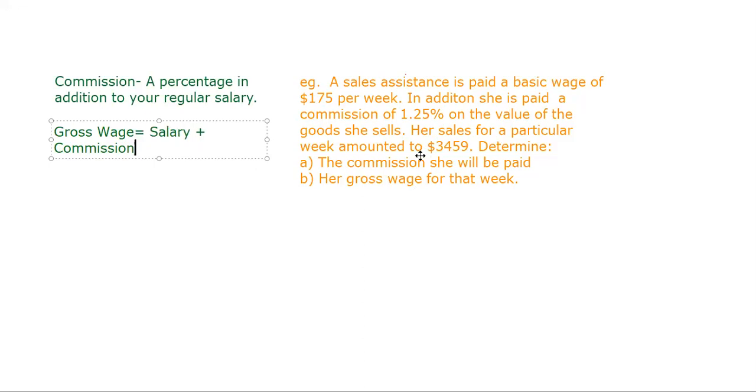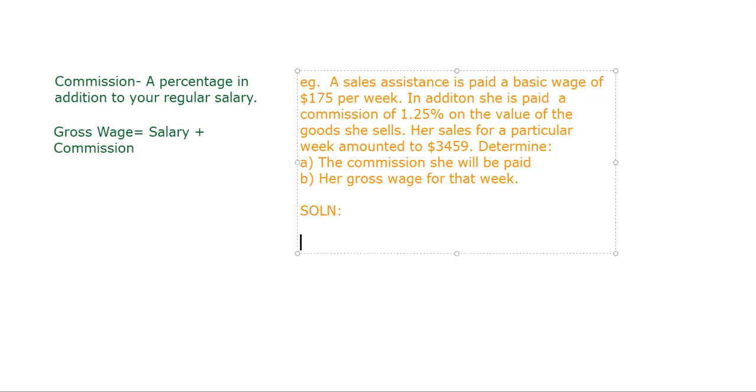All right, so let's go on to this example. A sales assistant is paid a basic wage of $175 per week. In addition, she is paid a commission of 1.25% on the value of goods she sells. Her sales for a particular week amounted to $3,459. Determine A, her commission, and then B, her gross wage.